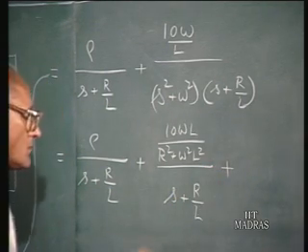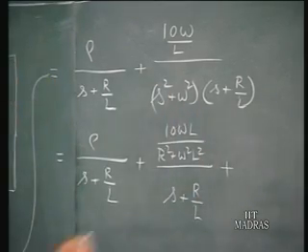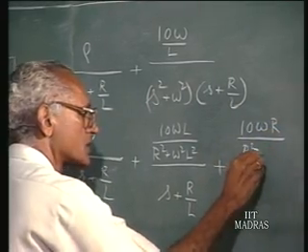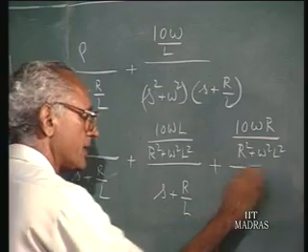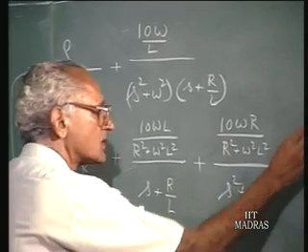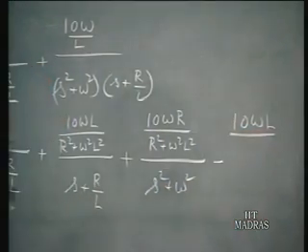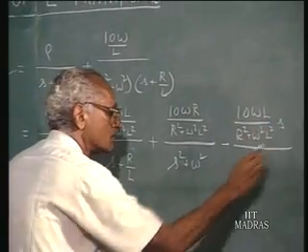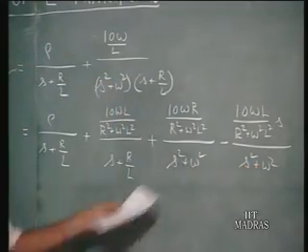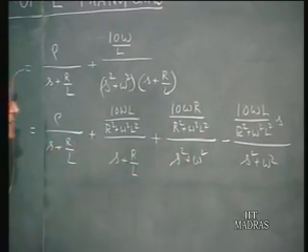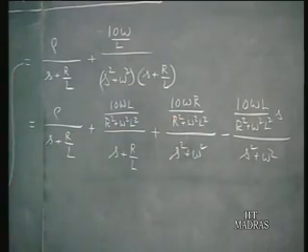And you have, for the s squared plus omega squared term, 10 omega R over R squared plus omega squared L squared divided by s squared plus omega squared, minus 10 omega L divided by R squared plus omega squared L squared times s over s squared plus omega squared. Actually, when you have s squared plus omega squared in the denominator, you have As plus B in the numerator. I split this up into two portions so that this can be recognized to be the Laplace transform of a sine function, and this the Laplace transform of a cosine function.